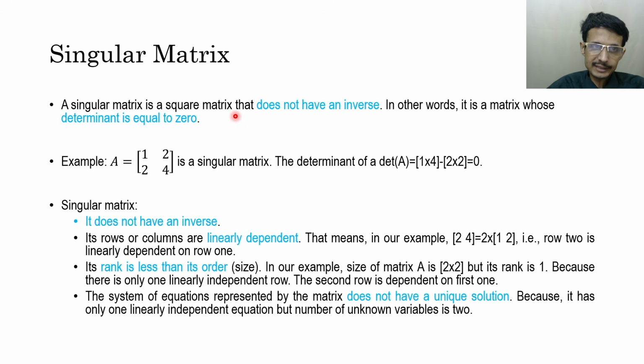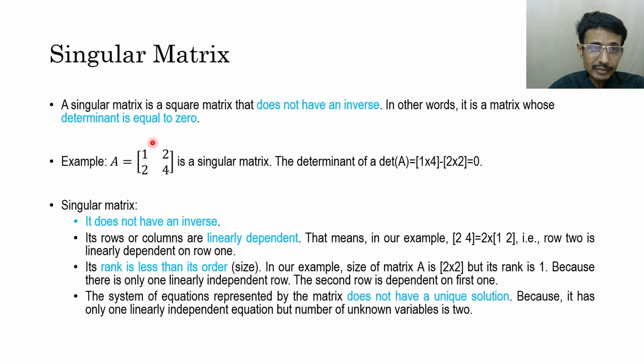Next is a singular matrix. A singular matrix is a square matrix that doesn't have an inverse. In other words, it is a matrix whose determinant is equal to 0. Just for example, this matrix [[1, 2], [2, 4]] is a singular matrix. If we calculate the determinant, 1 into 4 minus 2 into 2 is 0. So the determinant is 0 and it doesn't have an inverse.